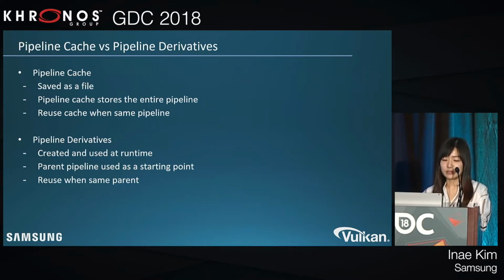As a result of our experiment, for each creation time when using pipeline derivatives or pipeline cache, pipeline derivatives are about 3 times faster. But for the total creation time, pipeline cache can be reused on all reloading, but pipeline derivatives can be reused only in specific cases, like having the same parents, and that makes different performance. Let me show you one of the results of our experiment.